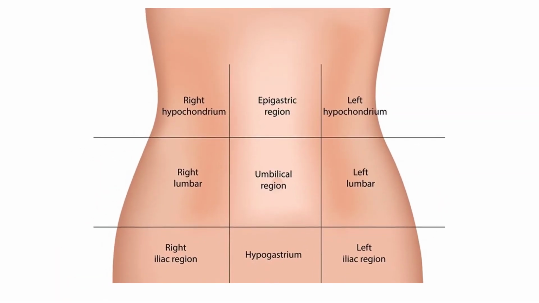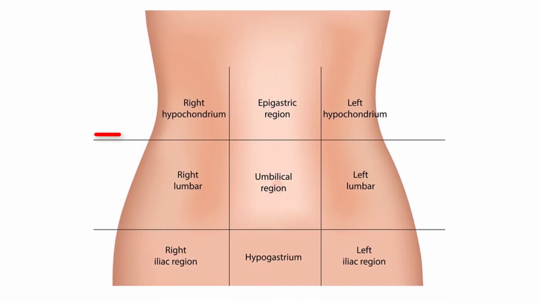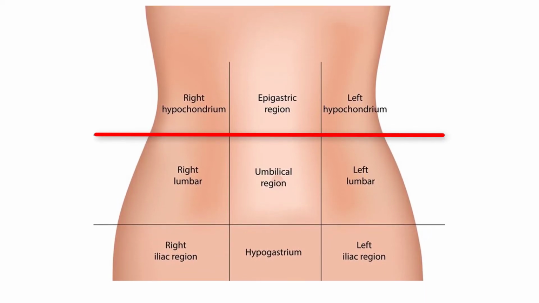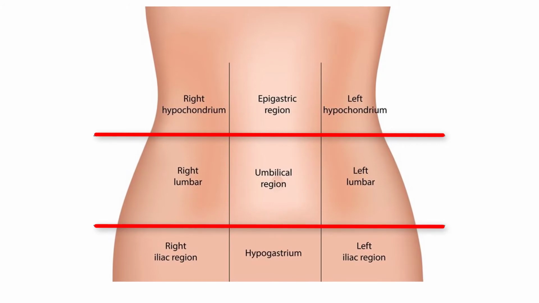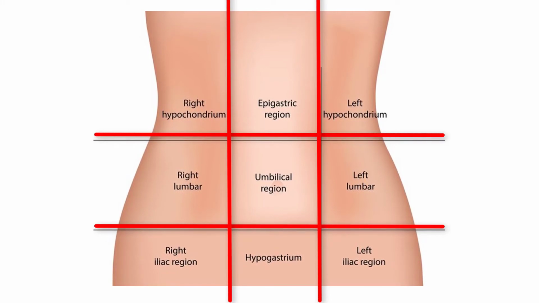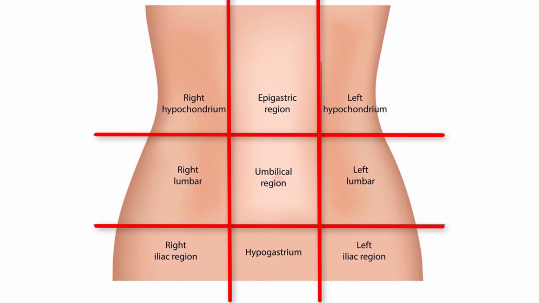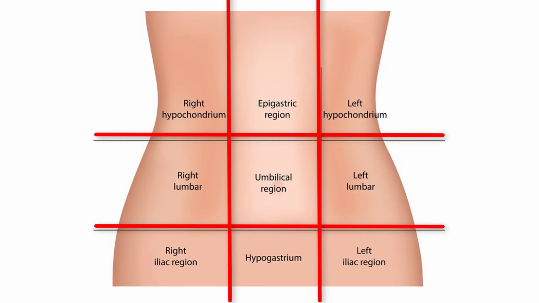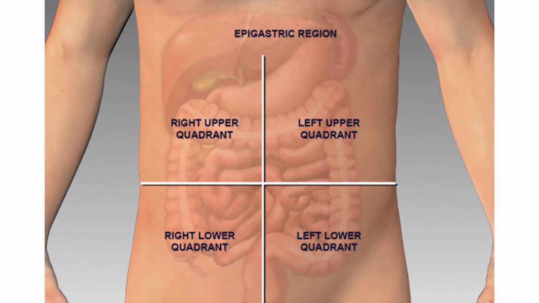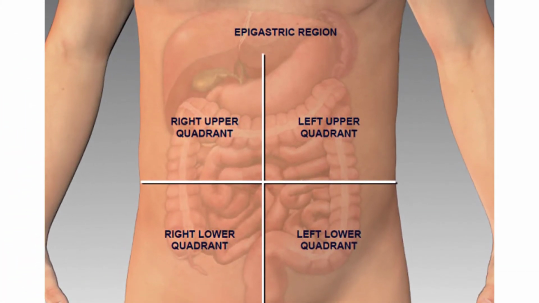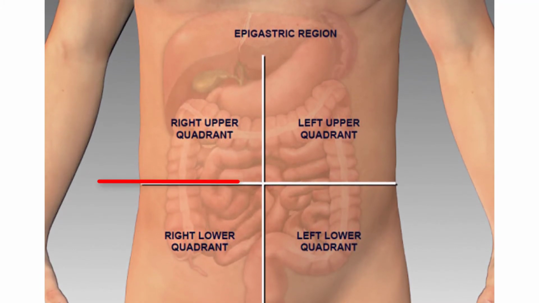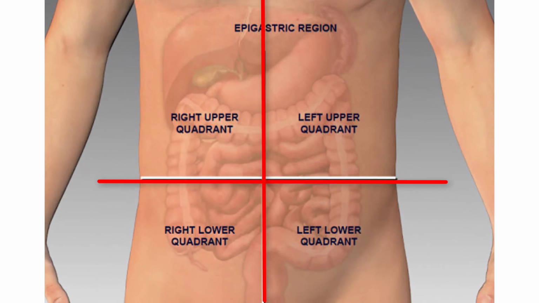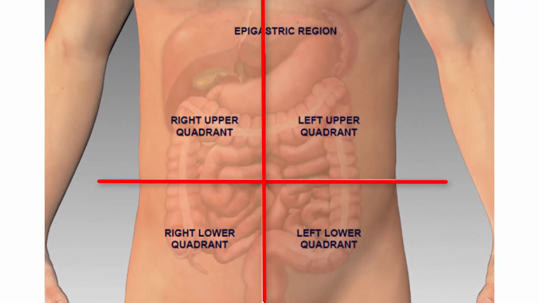The more detailed regional approach subdivides the cavity with one horizontal line immediately inferior to the ribs and one immediately superior to the pelvis. Also, 2 vertical lines are drawn as if dropped from the midpoint of each clavicle or collarbone. There are 9 resulting regions. The simpler quadrants approach, which is more commonly used in medicine, subdivides the cavity with one horizontal and one vertical line that intersects at the patient's umbilicus or belly button.